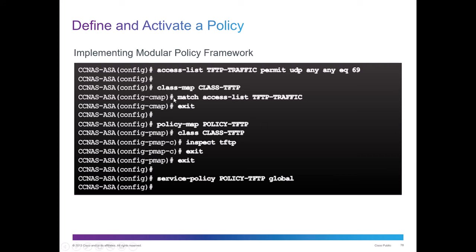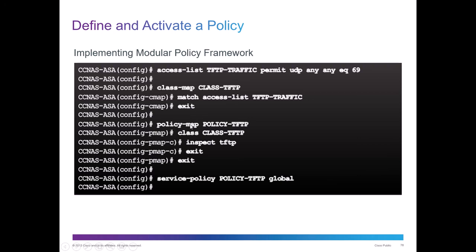So for example, here's an access list called TFTP-traffic, and it's only permitting UDP, anybody to anybody, as long as you're doing port 69. So the class map called class TFTP is going to match this. If anybody comes in and matches, this class map takes care of it. Here we don't really need this, because you can always call the access list TFTP-traffic, but you can have a whole bunch of different access lists under this class map. Match this access list, match that access list, and so on.